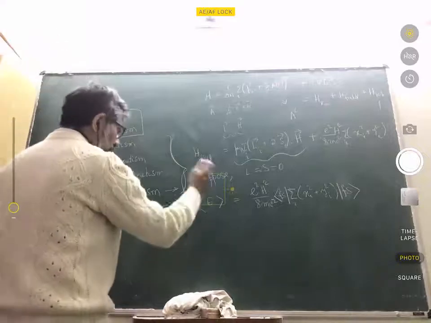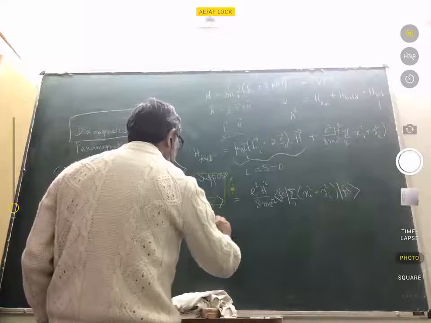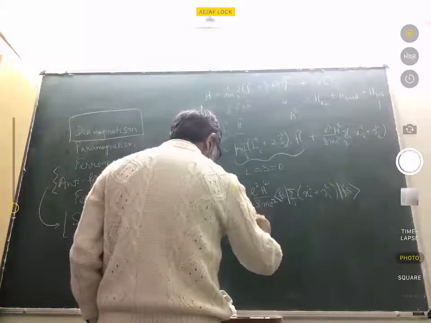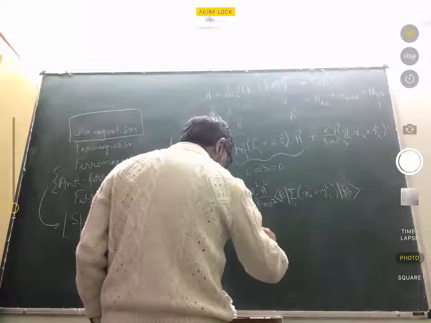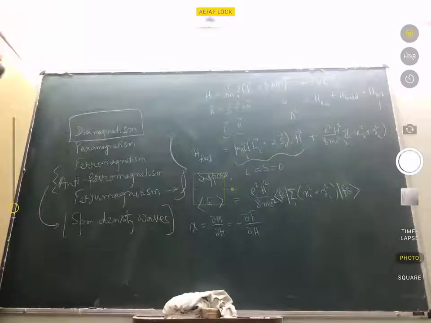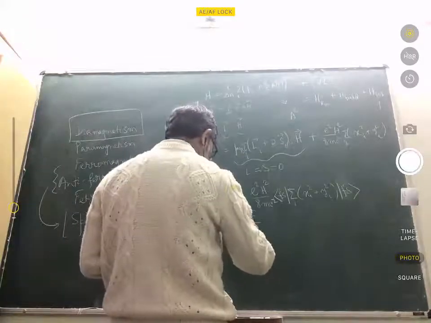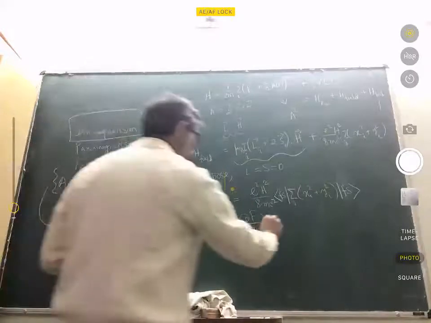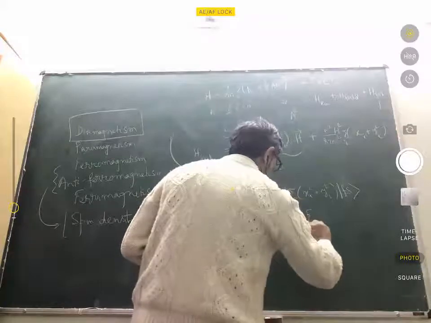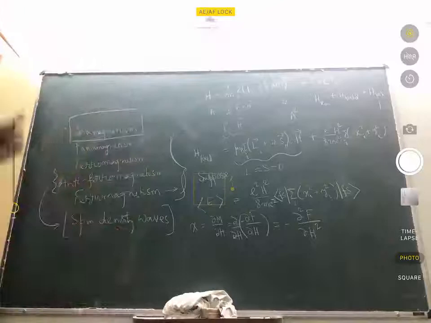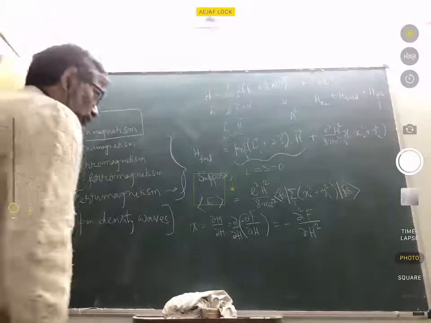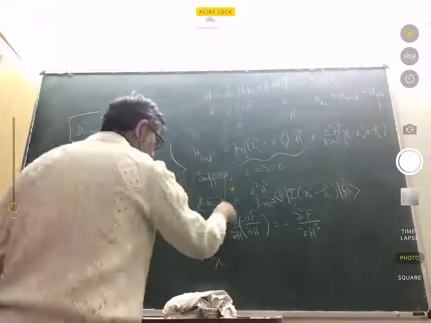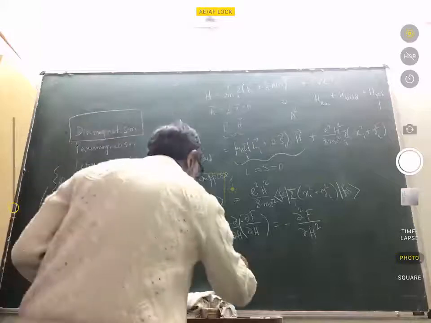So what was my chi? Ultimately, I want to calculate chi. Chi was del M over del H, and what is M? This is something I never specified, but it is the derivative of the free energy with respect to the field. So chi, in other words, is del squared F over del H squared. It's obvious that you will have a negative number.